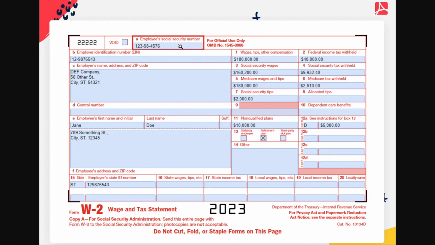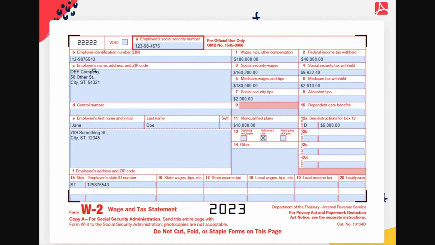So box A has employee's social security number, which is your social security number. You see this here, 123984576. You should verify that your social security number is accurate. In box B, you will see employer's identification number, also known as EIN number, which is a unique identifier for the IRS to identify your employer.